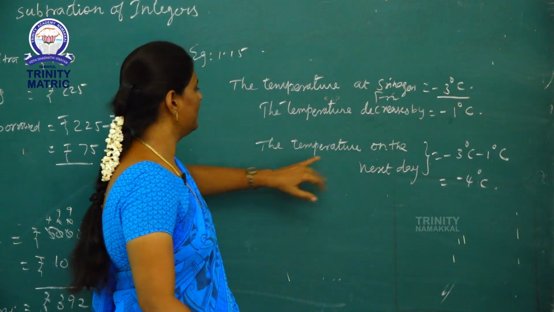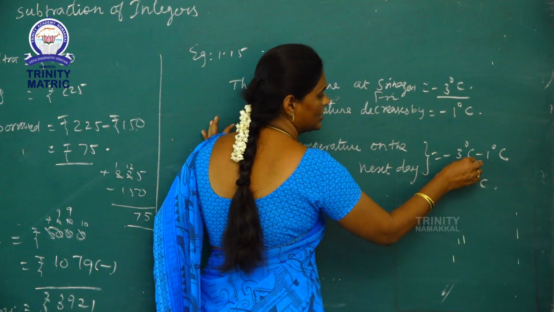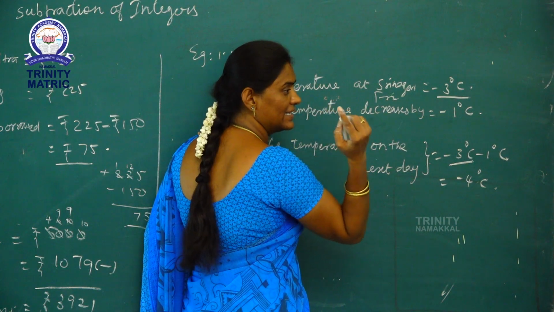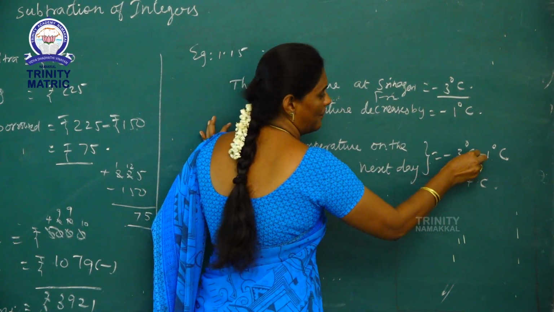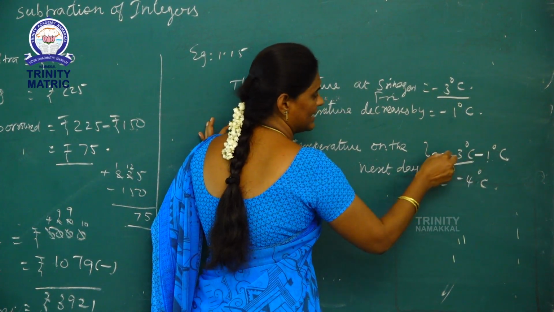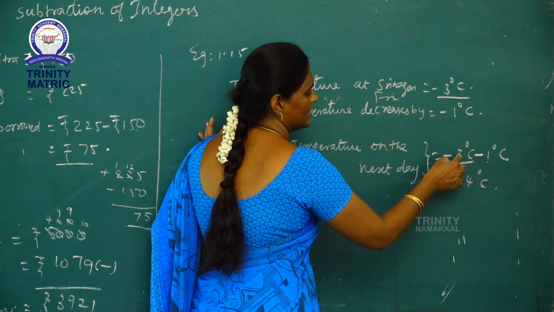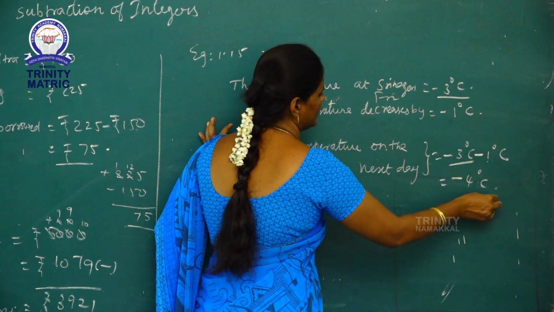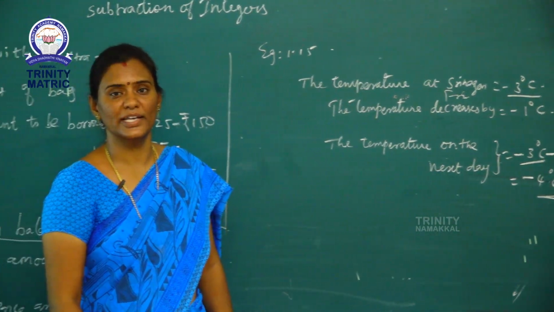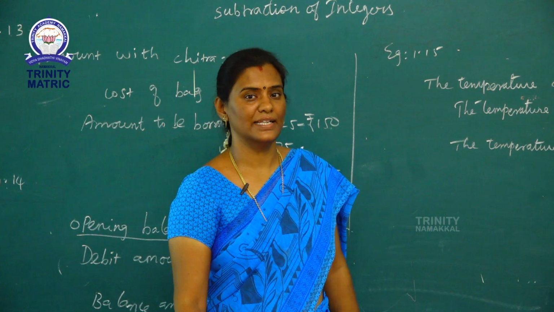See, the temperature on the next day. On Friday, the temperature at Srinagar is minus 3 degrees. Then a 1 degree Celsius decrease means minus 1 degree Celsius. See here, minus minus, the signs are the same, so put the same sign in the answer. Now we add the integers: 3 degrees and 1 degree is 4 degrees Celsius. The temperature on the next day is minus 4 degrees Celsius. Thank you, students. Remaining sums we will see in the next class.